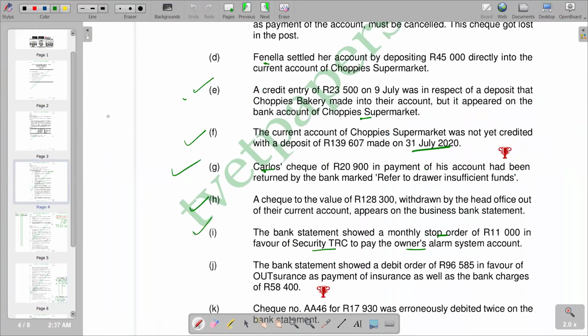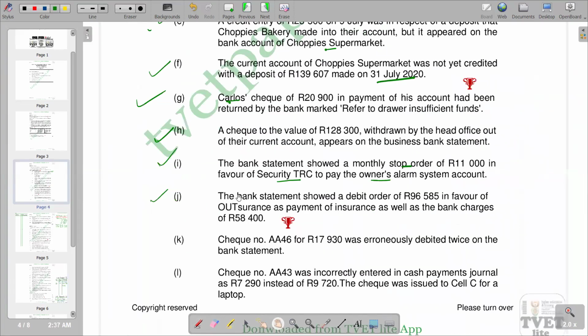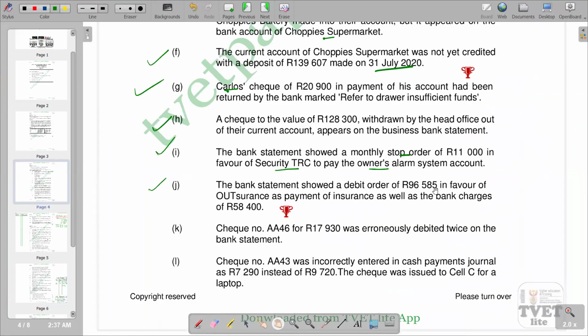So the next one is on J, which is saying the bank statement showed a debit order of 96,585 in favor of Outsurance, as payment of insurance, as well as the bank charges of 58,400. So these items are on the bank statement, but they are not there in our journal. So remember, all this should go to the cash payment journal, because we got a debit order, and a debit order will be debited on the bank statement. So it means these are going to be credited in the bank account, which is under the cash payment journal.